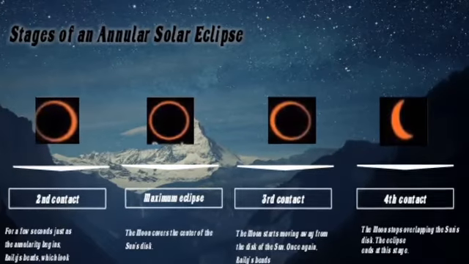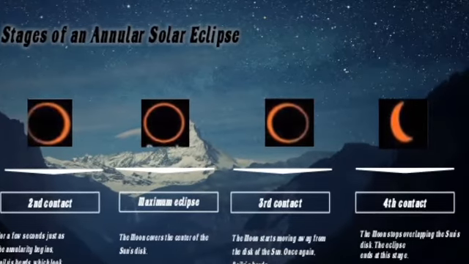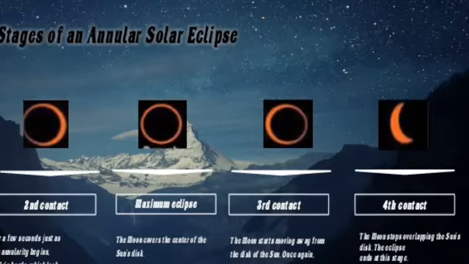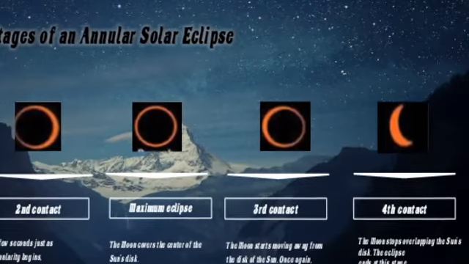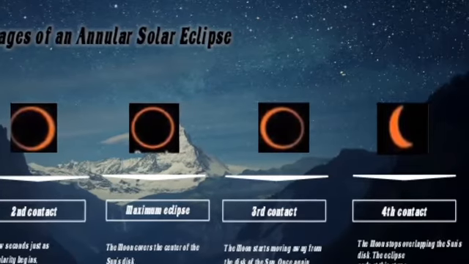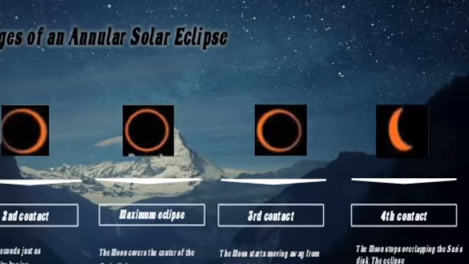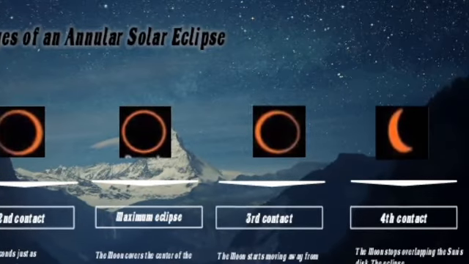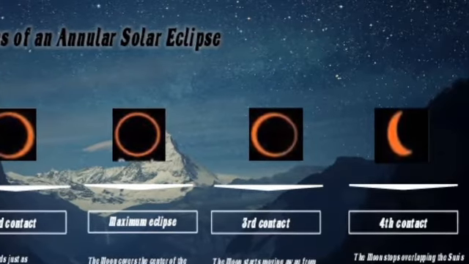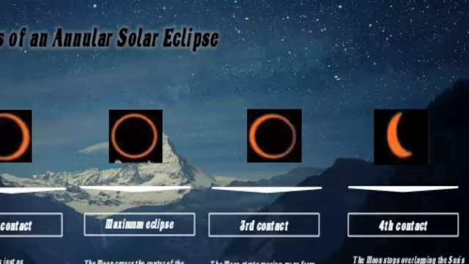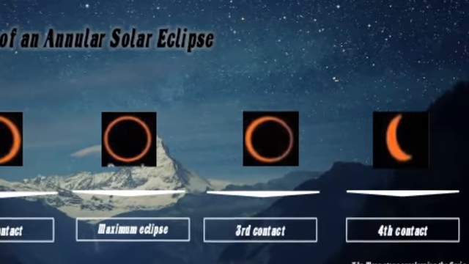Maximum eclipse: the moon covers the center of the sun disk. Third contact: the moon moves away from the center of the sun's disk. Once again, bright beads may be visible along the moon's leading edge. Fourth contact: the moon stops overlapping the sun disk. The eclipse ends and the sun's disk is whole again.